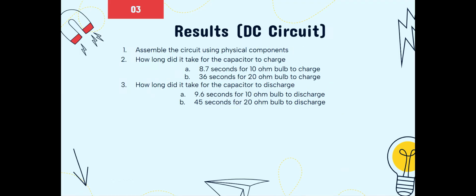So how long did it take for the capacitor to charge? For the 10 ohm bulb, it took 8.7 seconds to charge and 9.6 seconds to discharge. And for the 20 ohm bulb, it took 36 seconds to charge and 45 seconds to discharge.